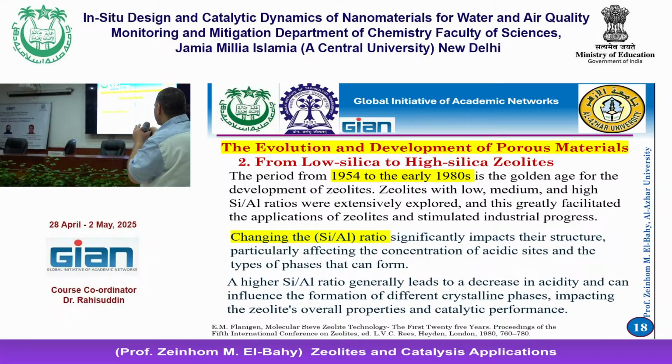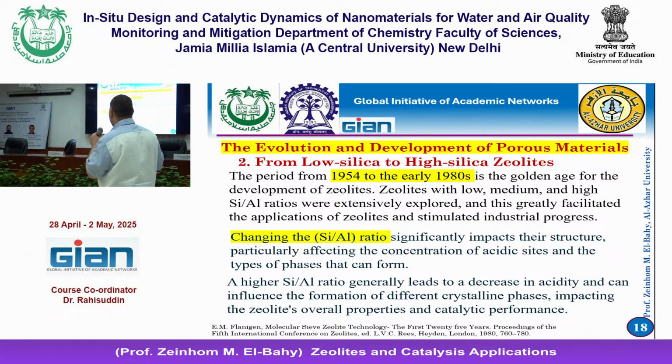Changing the silica alumina ratio significantly impacts their structure, particularly affecting the concentration of acidic sites and the types of phases that can form. A higher silica alumina ratio will decrease acidity and can influence the formation of different crystalline phases, impacting the zeolites' overall properties and catalytic performance. Changing the silica alumina ratio will change all the story after preparation.